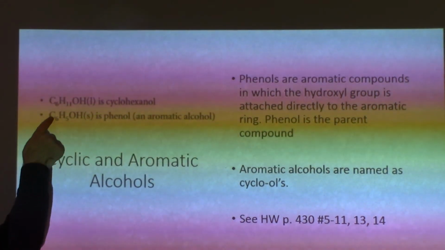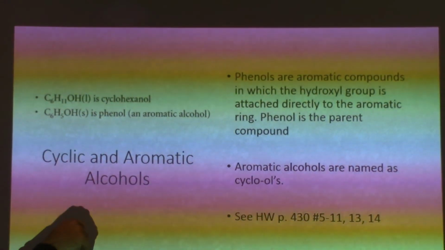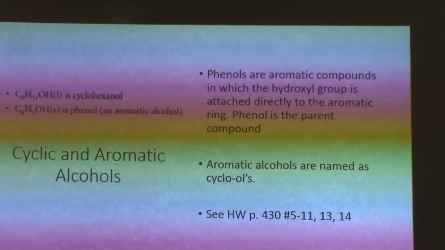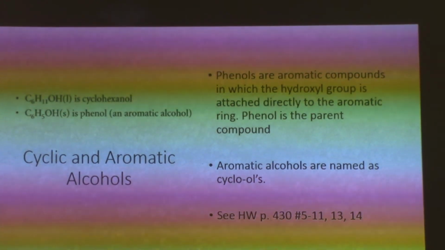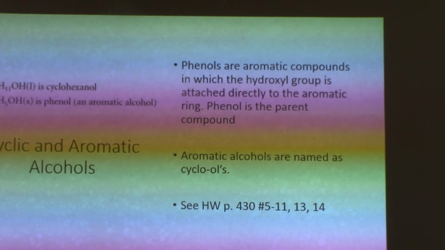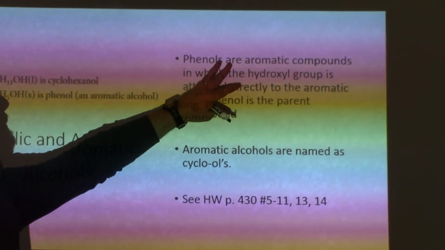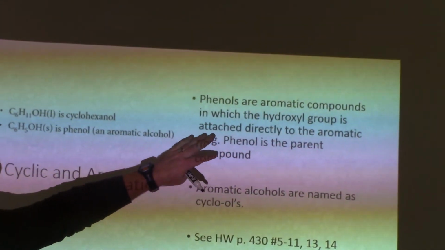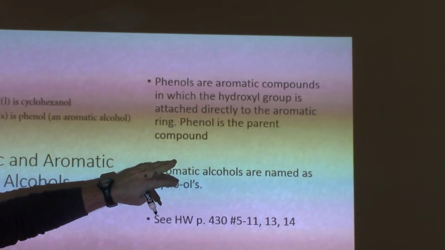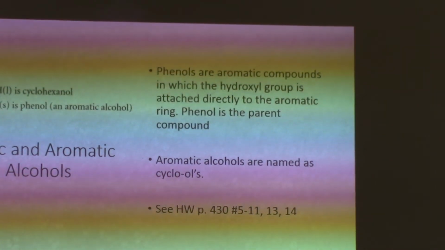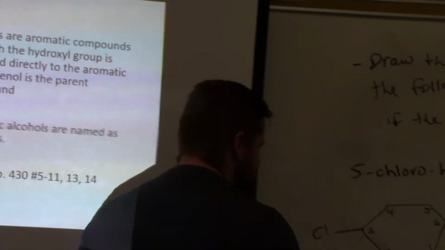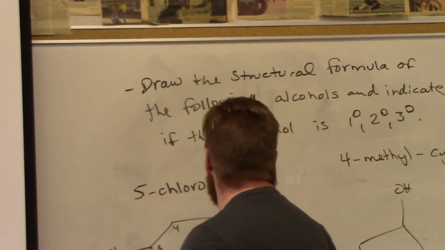But this shows the C6H6 plus an additional molecule. So this would indicate a phenyl group or a benzene alcohol. Okay, so phenol, not phenyl. So phenols are aromatic compounds, so benzene alcohols, in which the hydroxyl group is attached directly to the benzene ring. Phenol is the parent compound with this, okay? So aromatic alcohols are named cycloalcohols as well, and I gave you a bunch.